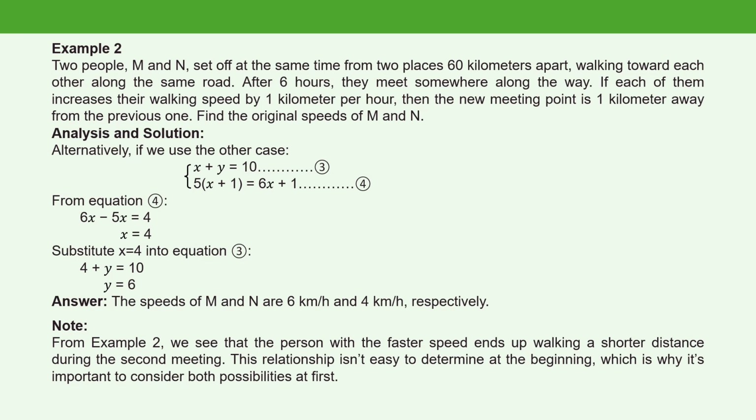From example 2, we see that the person with the faster speed ends up walking a shorter distance during the second meeting. This relationship isn't easy to determine at the beginning, which is why it's important to consider both possibilities at first.